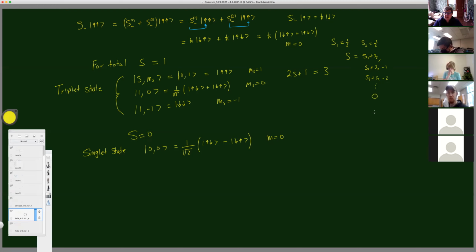Now, if you notice, we had to apply these lowering operators on this state. We figured out we had this state, and we used the lowering operators to see what we would get if we lowered that state by 1. That's how we ended up with the 1, 0 state and the 1, -1 state, right? And that's how we figured out the coefficients in front of them. There's a coefficient here of 1, and a coefficient here of 1.